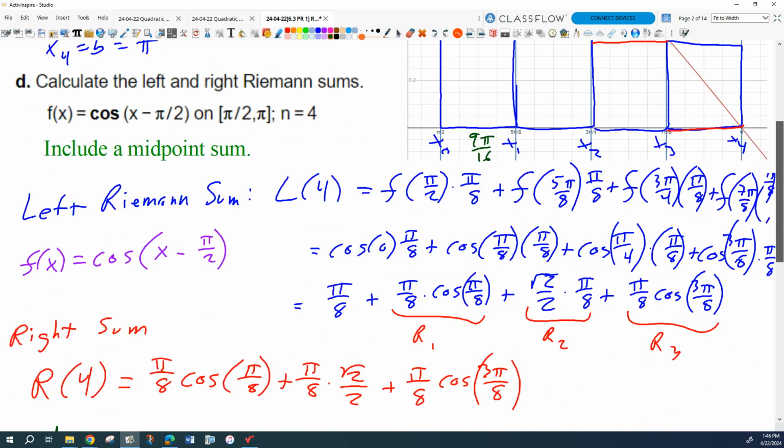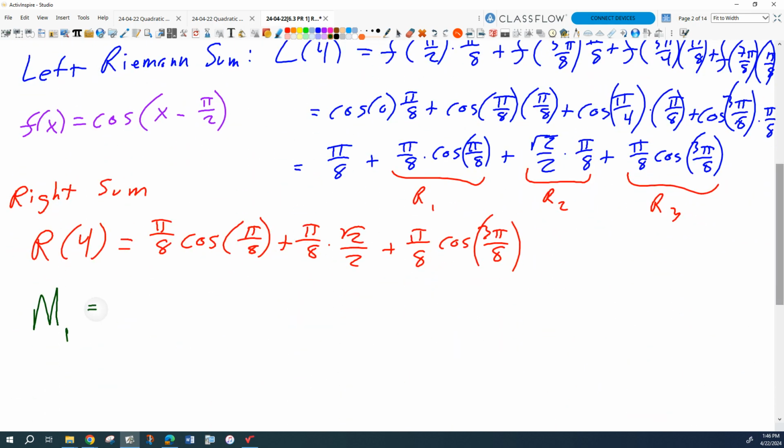So that's really inconvenient. So the first one is going to be our width of pi eighths times cosine of 9/16 pi minus pi halves. So that's just 1/16 pi, right? Did you get that? Give me thumbs. That makes sense.